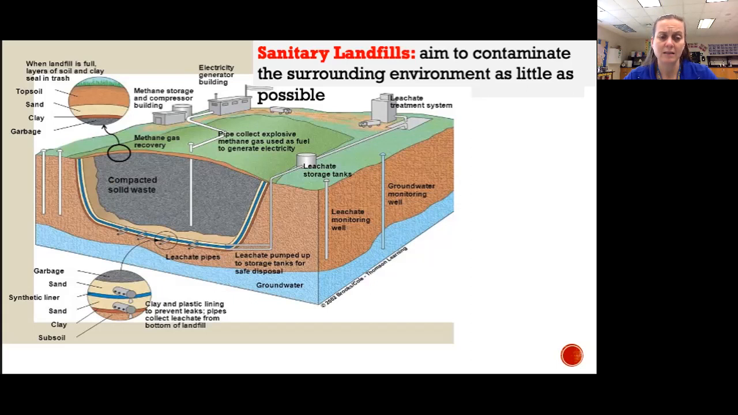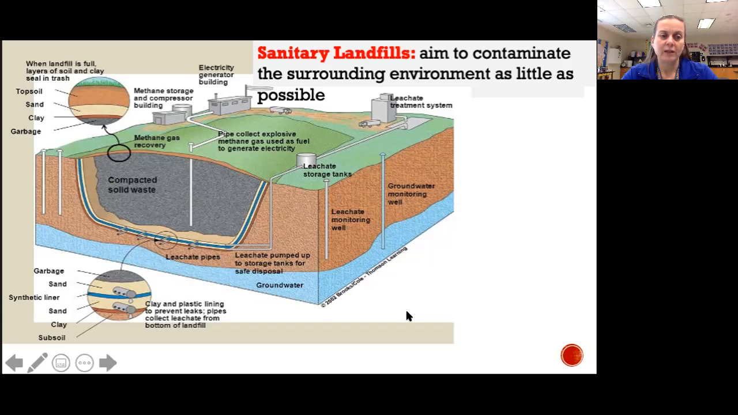In some cases, it's simply burned. That does produce carbon dioxide as a pollutant, but carbon dioxide is a much less significant greenhouse gas than methane is. So it's better to burn it and produce the carbon dioxide than it is to simply release the methane into the air. So that's the sanitary landfill.